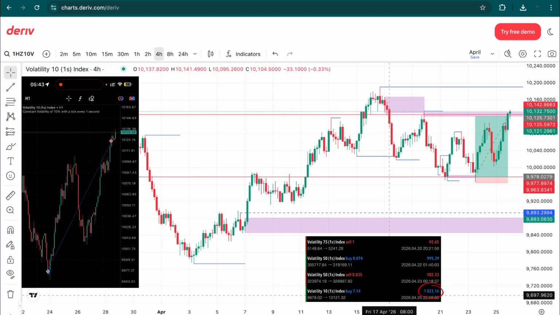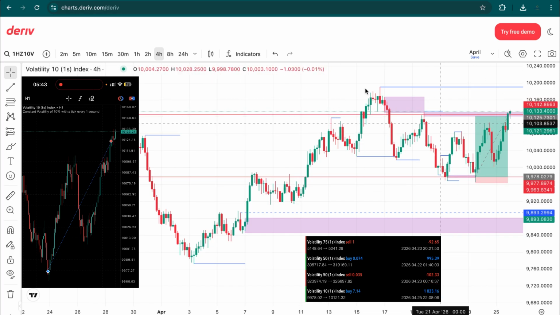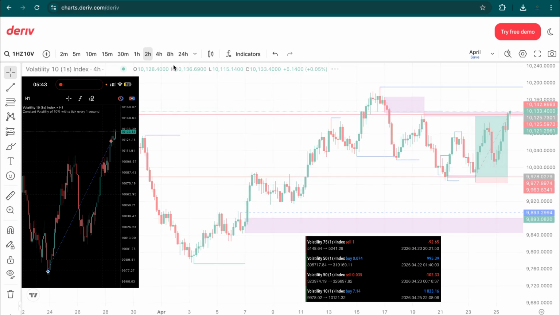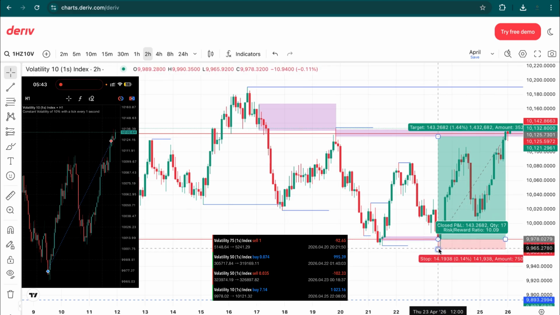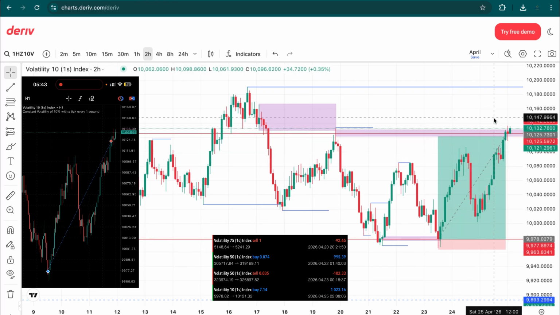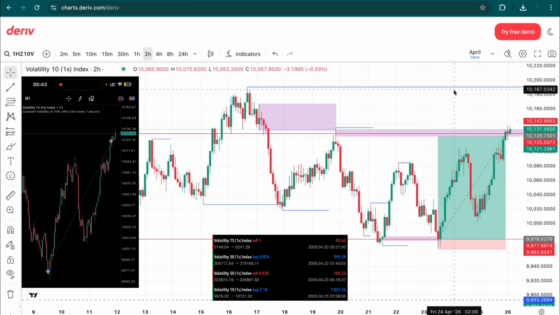Finally, my take profit was hit, as you can see. So our full setup, 1:10 risk to reward, full take profit was hit. That's my 2 hours time frame. You'll be able to see the setup perfectly. You can see the way we said a new higher low will be made here, then a new higher high, and a new higher low, and a new higher high, and that is exactly what has happened.